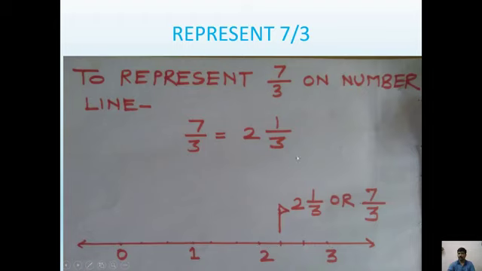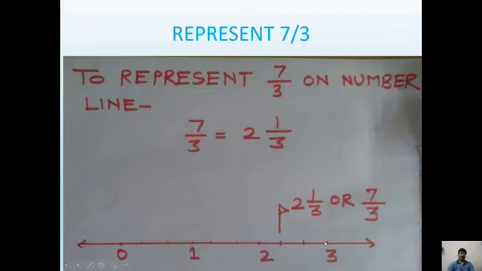So between 2 and 3, this whole is divided into 3 equal parts. We have taken 2 wholes. Now what do we have to take ahead? 1 by 3. So we will take one part, and this will be the 1 by 3 part. It means 2 whole and next 1 by 3 part. So this point will represent 2 whole 1 upon 3, or we can say 7 upon 3.